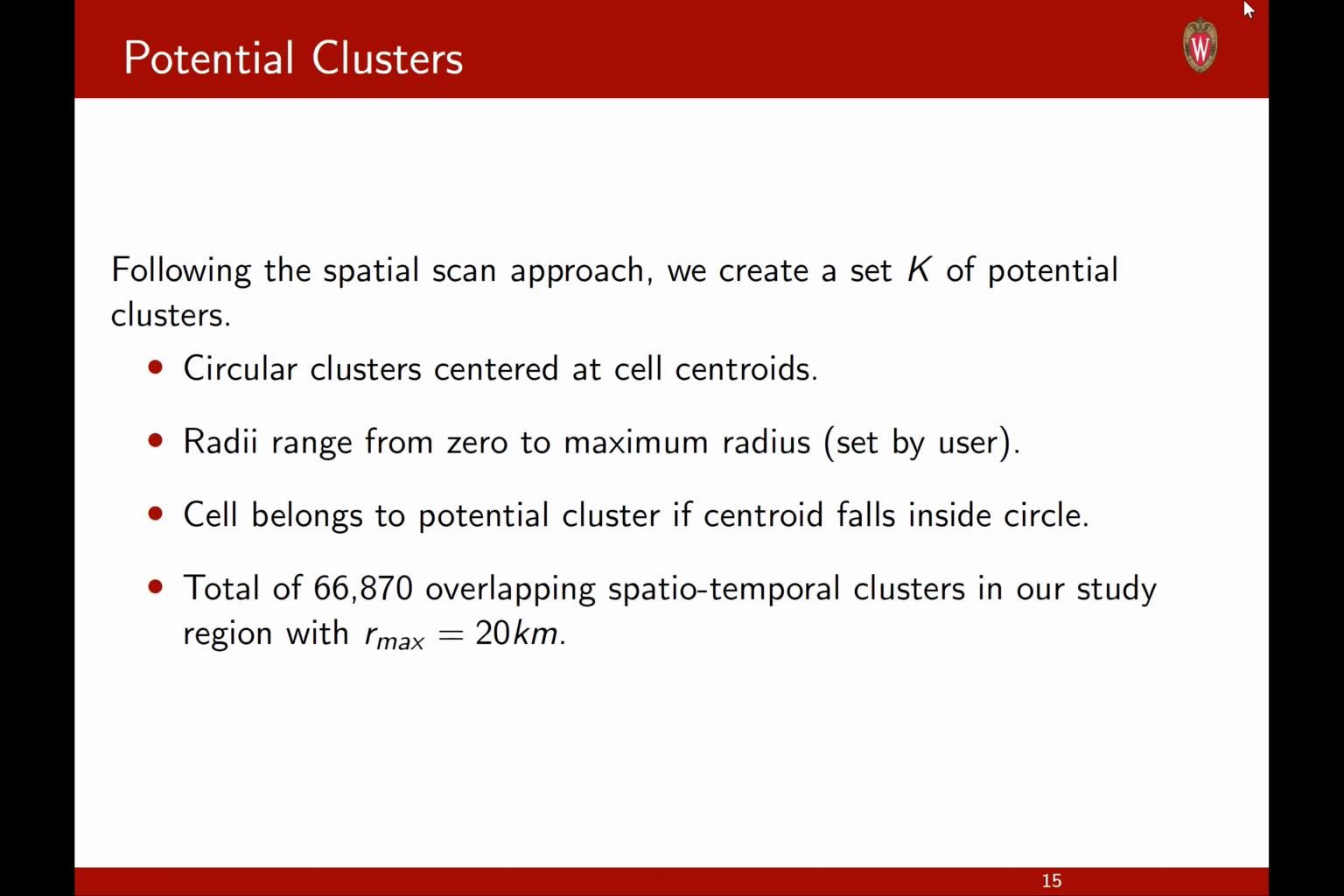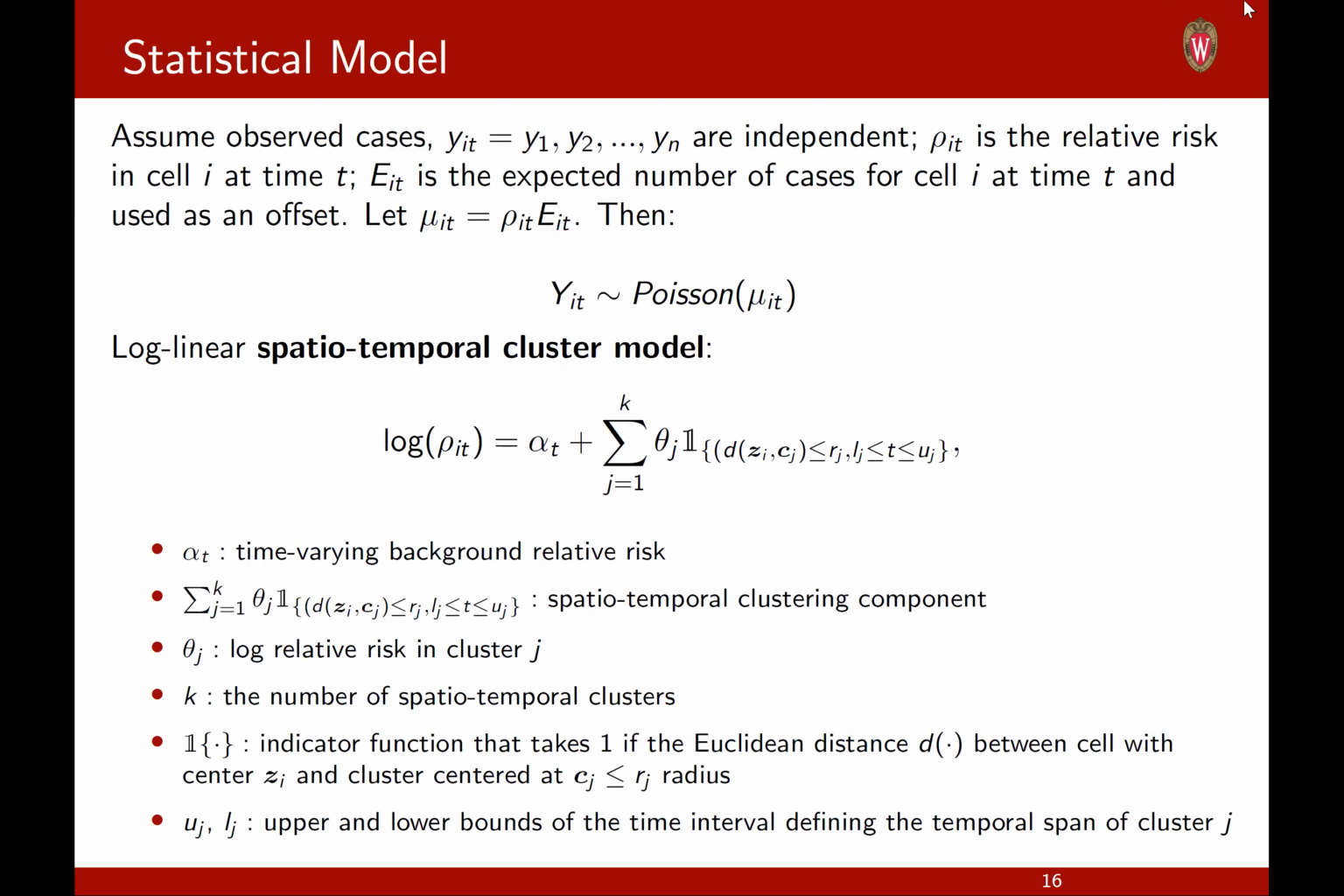And given all of this, this gives us a total of 66,870 overlapping spatiotemporal clusters, which is a lot. So next I'll just talk a little bit about the statistical model.